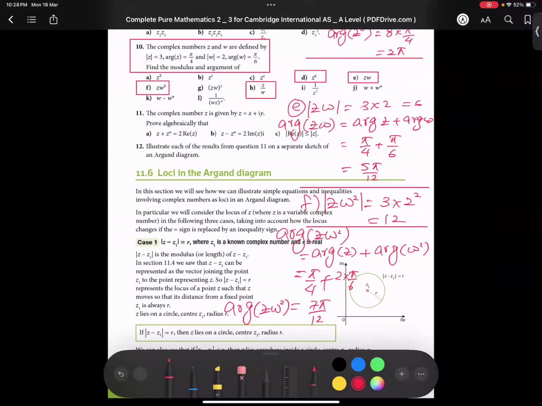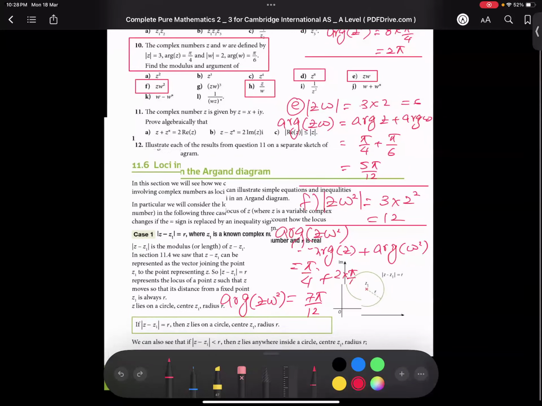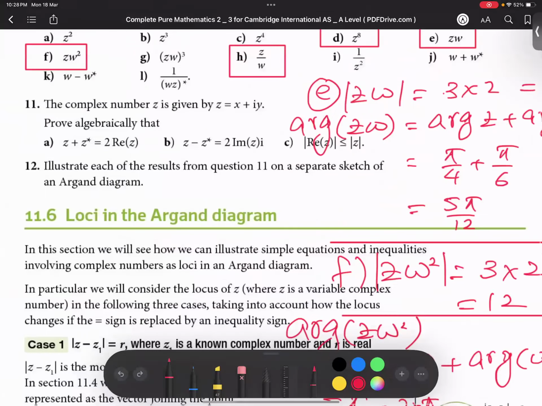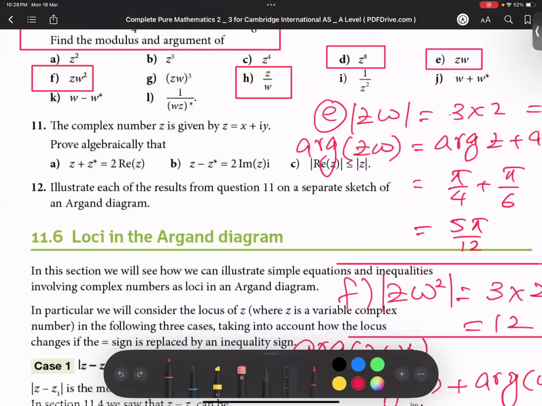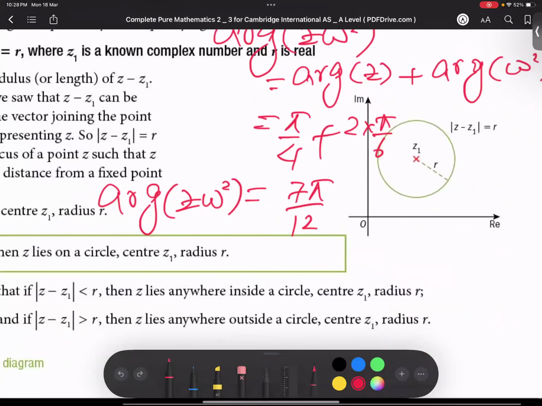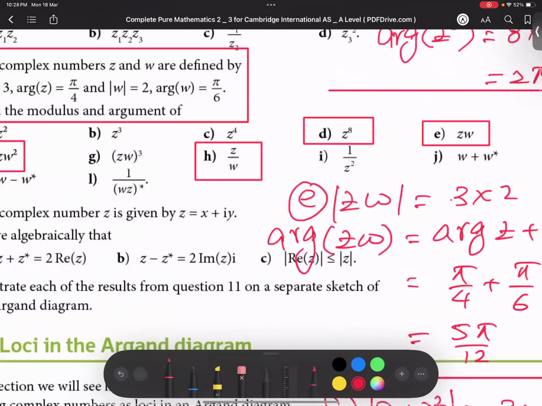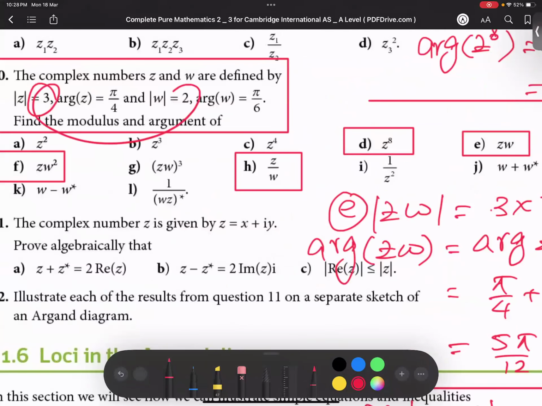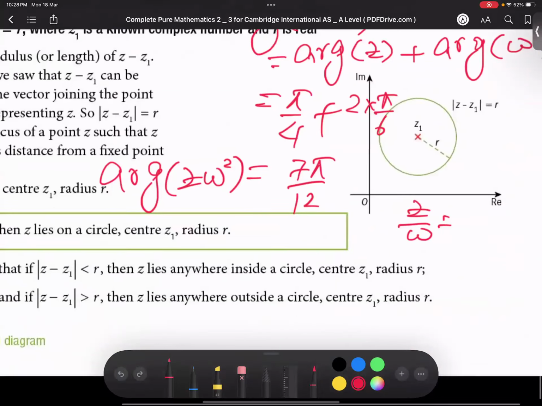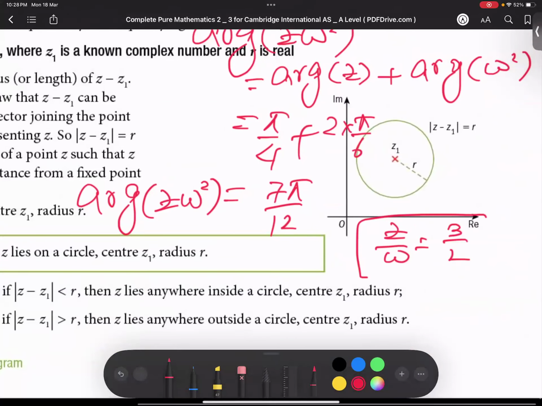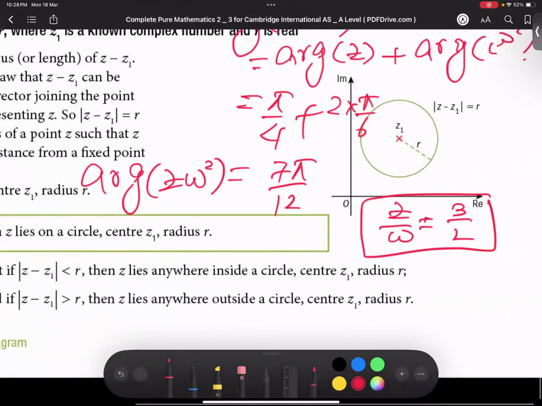The last part is the division criteria, and you're familiar. Actually, what is the story? Z up and W down. So if I say Z up and W down, the modulus of Z is 3 and W is 2. So 3 by 2. This is not a hard job. Done. Alhamdulillah Rabbil Alameen.